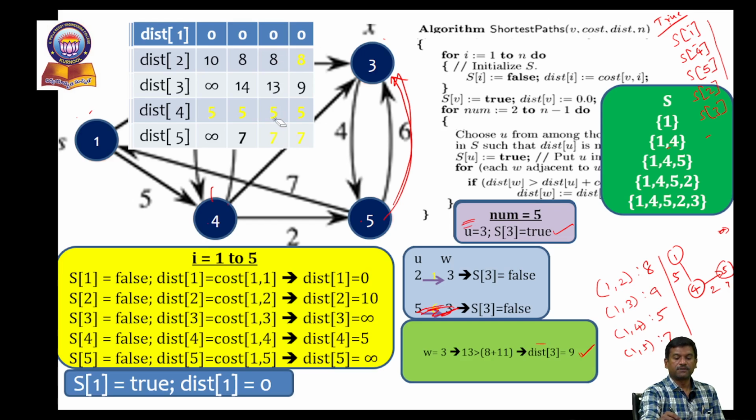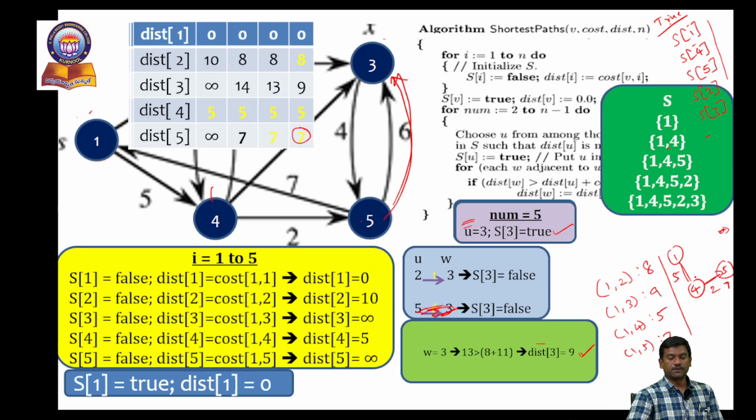What does this distance matrix indicate? From 1 you can reach 5, the shortest distance is equal to 7. The value that is indicated is 7. Here you can observe from 1 you can reach 5 through 4, 5 plus 2, that will be equal to 7. And the next one, that is 5, here 4 to 2.